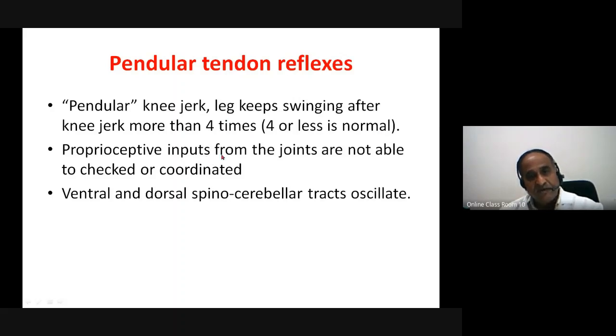This is because the proprioceptive inputs from the joints are not able to be checked and coordinated. So that particular schematic I had shown, that is not happening. So the ventral and dorsal spinocerebellar tracts oscillate. That means the intended motor copy and the executed copy do not match each other. So that is why the pendular actions. As such, the motions are pendular, and they will not be able to dampen these pendular actions.